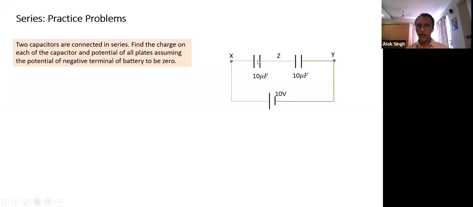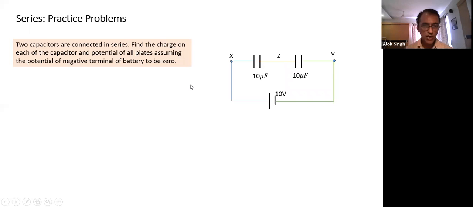But what about this part? There's a third part also for which we don't know the potential. This is 0, this is 10. We don't know the potential of the orange color. So two equal capacitors of 10 microfarad each are connected in series. Let's find the charge. In terms of potential, I know X potential, I know Y potential. Only thing I need to find is the Z potential. Let's see how we do that, and we have to find the charge also.